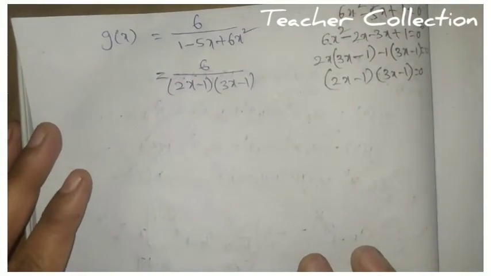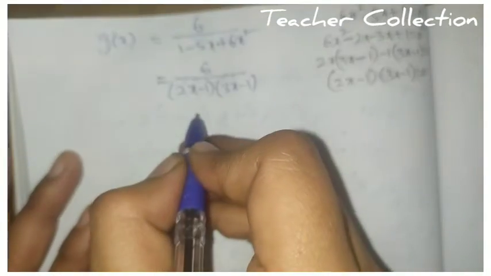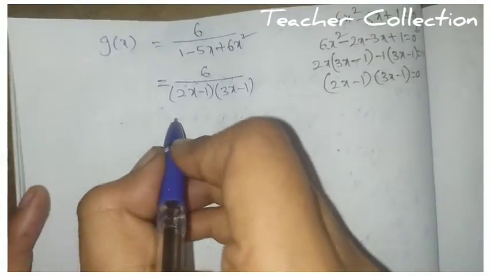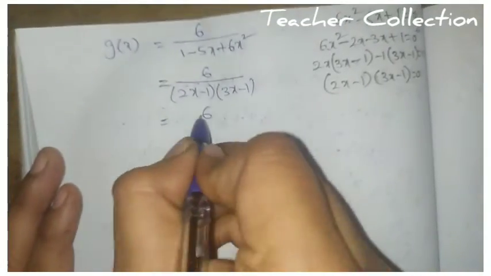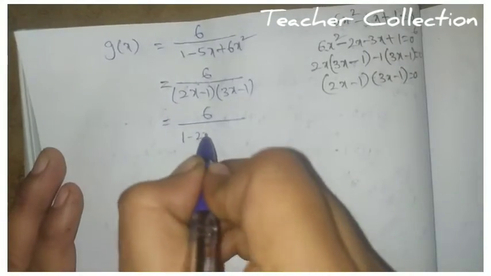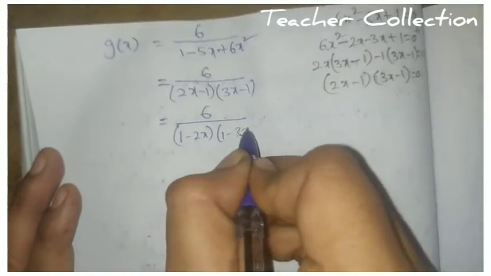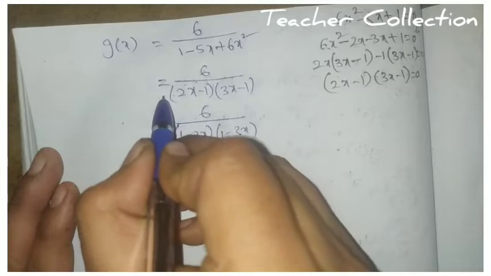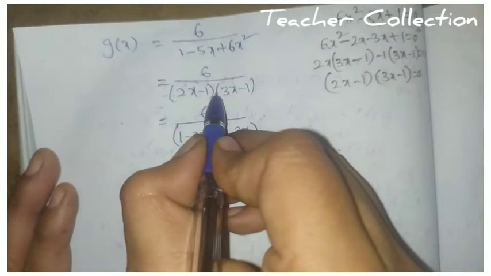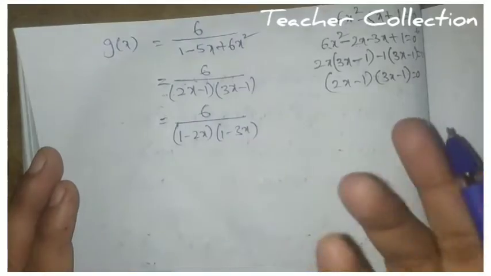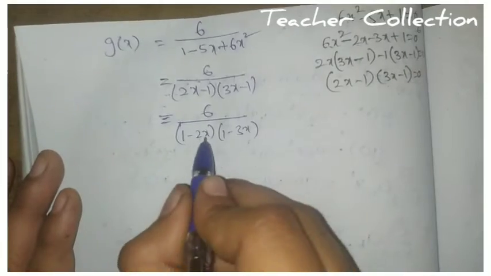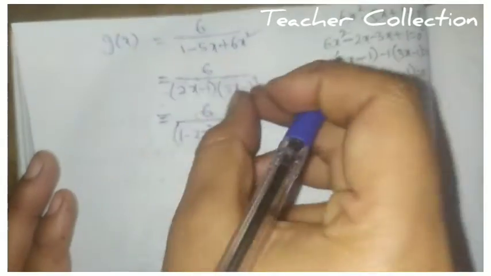Okay. I am taking these 2x minus 1 and 3x minus 1 as 6 by 1 minus 2x, 1 minus 3x. Here I am taking minus 1 common and here I am taking minus 1 common. Both will become plus. So we can take like this. I am changing both the terms.